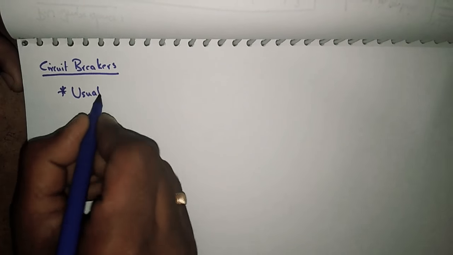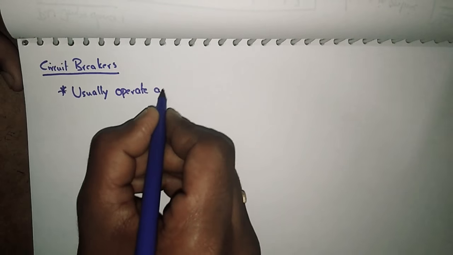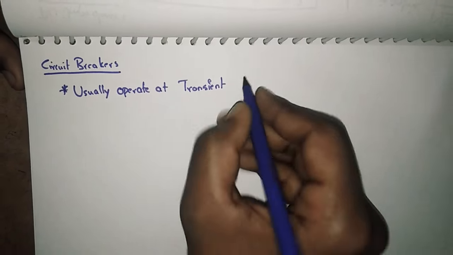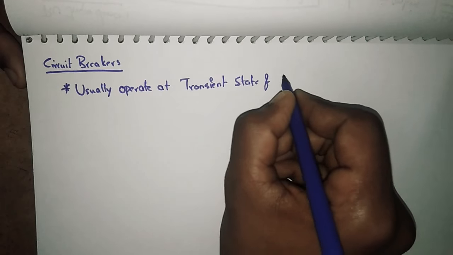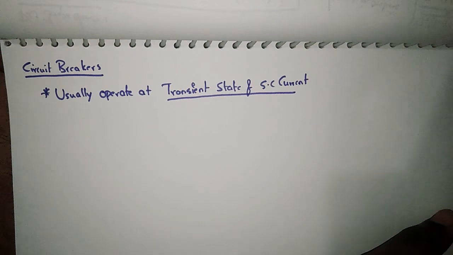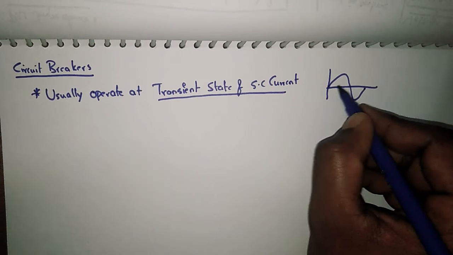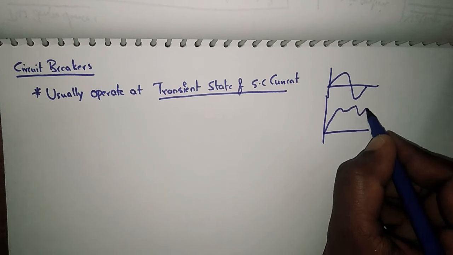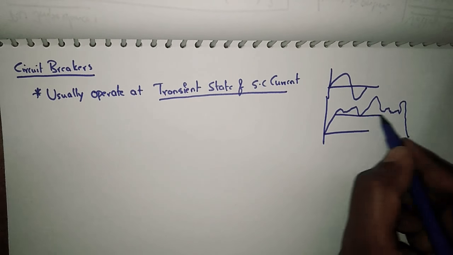Usually operate at transient state of short circuit current. See, what is transient state is nothing but whenever the full load current is disturbed, when a disturbance occurs it will rise up to some point and it is not at all stable. So this is nothing but transient states.